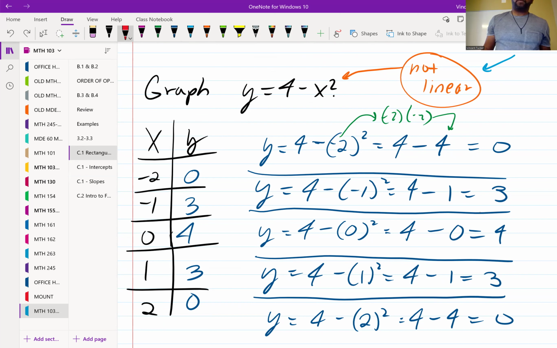Same thing for the next one, plugging in negative 1. Negative 1 squared is positive 1. 4 minus 1 is 3. Plugging in 0, 4 minus 0 is 4. And then notice when you plug in 1 and 2, you get the 3 and the 0 again. Make sure we're okay before we graph those points.